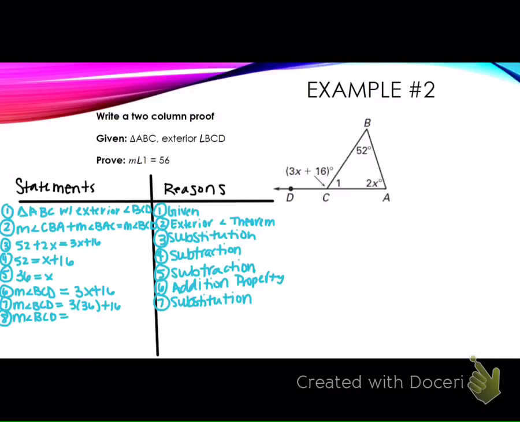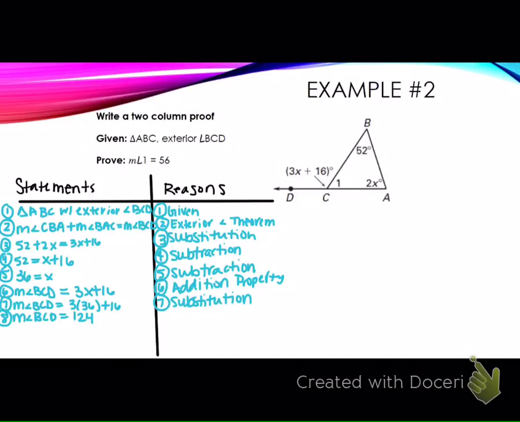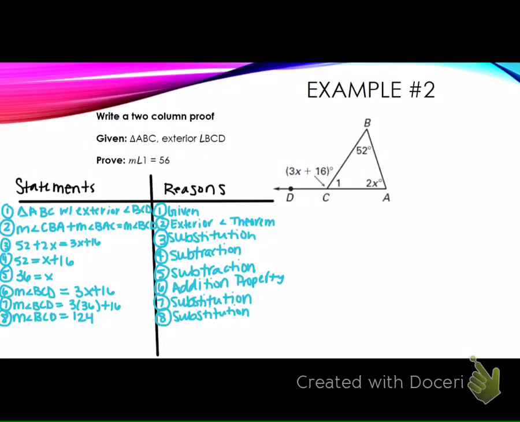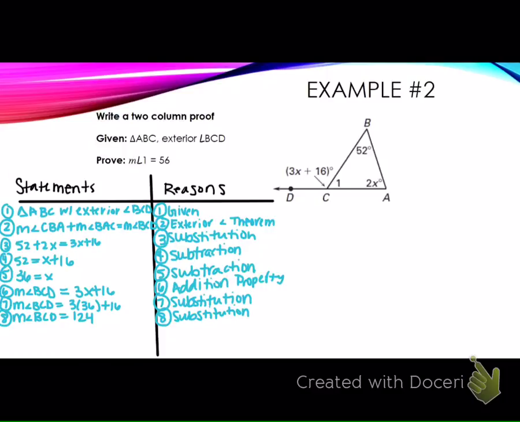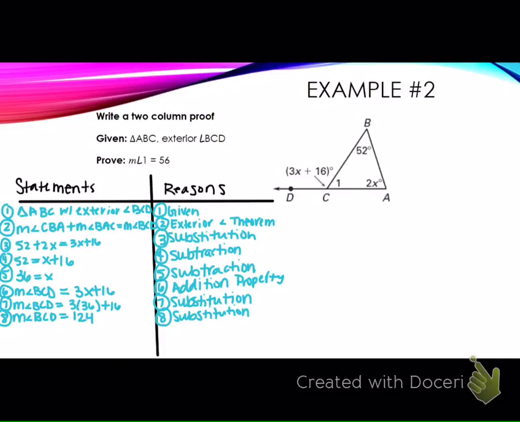Can somebody do 3 times 36 plus 16 in their calculators? 124? That is just substitution again because you're just combining like terms. Okay, so far we have these two angles equal the exterior angle by the exterior angle theorem. We know that 52 and 2x and 3x plus 16 are those things. We then did subtraction of 2x on both sides, subtraction of 16 on both sides to get x is 36. We then said BCD is the same thing as 3x plus 16 because it's in the diagram. And we said x is the same thing as 36, so we substituted and got that.